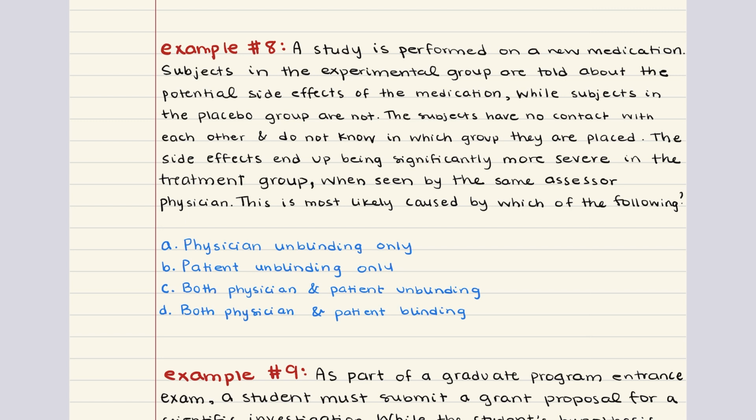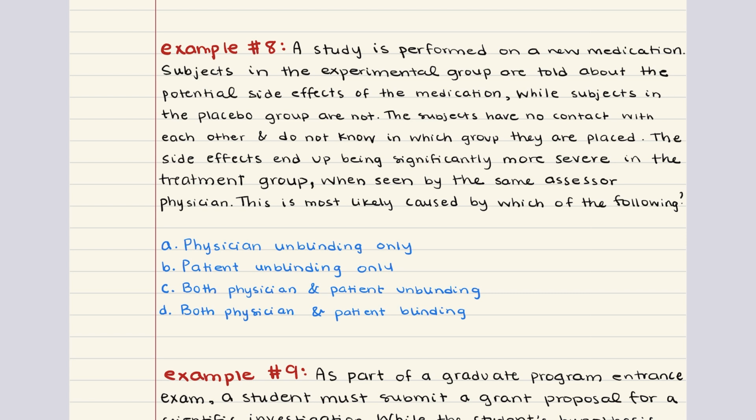Now, in this scenario, the participants are blinded. They do not know whether they belong to the treatment group or the placebo group. This means that any subjective reports of side effects from the patients should not have been influenced by group assignment. However, the fact that the side effects are reported as significantly more severe in the treatment group suggests that the blinding of the physician who is assessing the patient and who told the patients in the treatment group about the side effects may have failed. When physicians know or suspect a participant is in the treatment group, then their expectations about the medication side effects may subconsciously influence how they assess or interpret the severity of the symptoms.